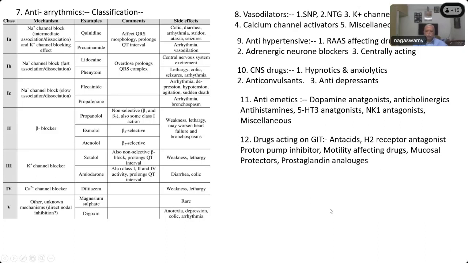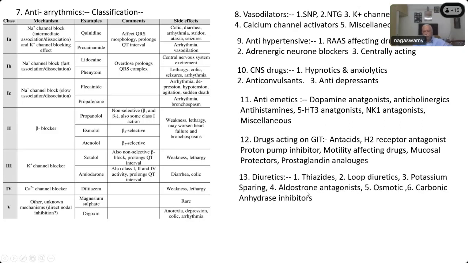Prostaglandin analogs also can be given. Okay. So diuretics, you should know all about the diuretics which are used, like potassium sparing, aldosterone antagonist, and the location where they act, which part of the nephron they act. Okay, and there are various side effects, everything that also can be asked.